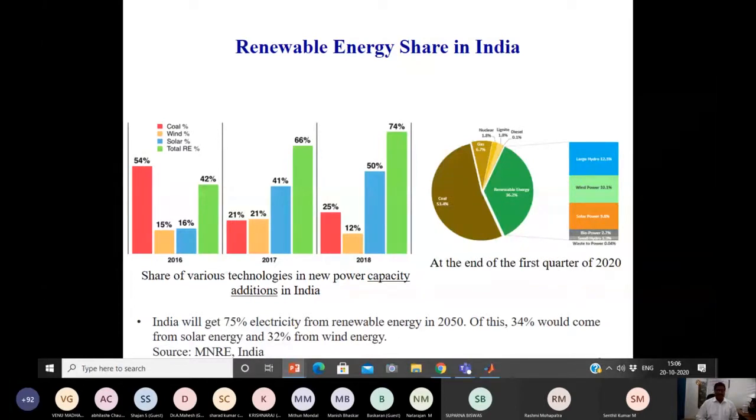As I mentioned, solar energy is boosting every year. I am comparing 3 years here, 2016, 17 and 18. Out of these 3 years, I am focusing only on energy. See the blue color, 2016. This is the share of various technologies in new power capacity additions in India. 16% share is from the new solar technologies. In 2017 it is 41% share, and in 2018 the share increased to 50% solar, out of the other coal, wind and total renewable energy systems.